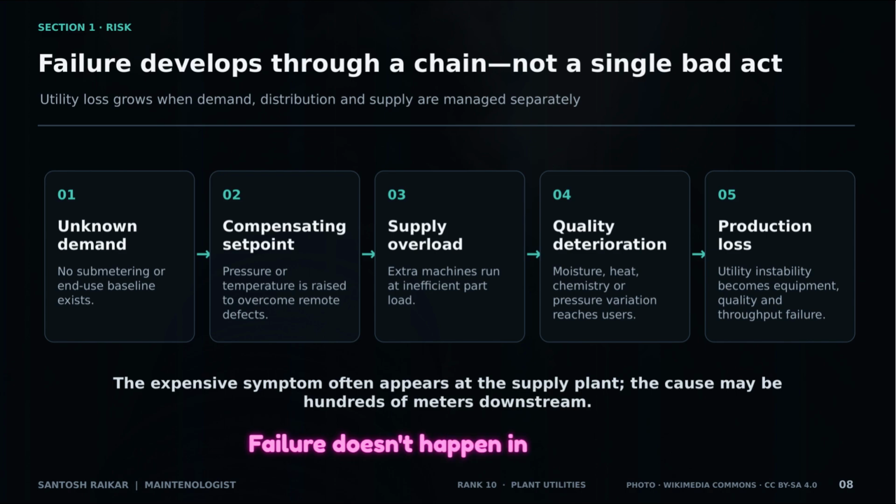Failure doesn't happen in a vacuum. It develops through a chain. It starts with unknown demand, leads to compensating by raising set points, which overloads the supply and eventually results in poor quality reaching the user. The expensive symptom appears at the powerhouse, but the cause is often hundreds of meters downstream.